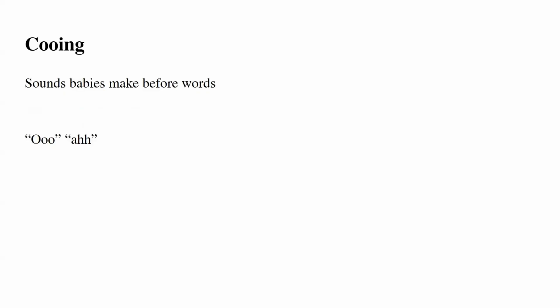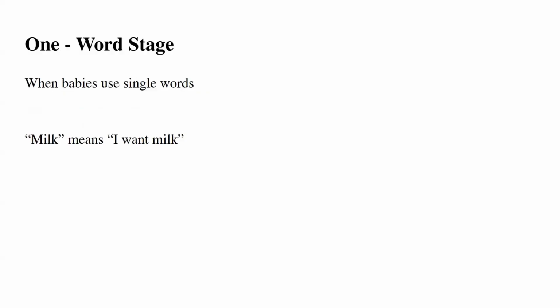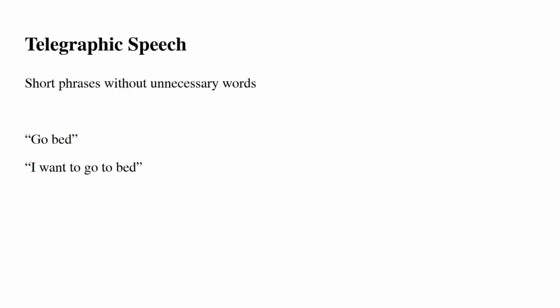Cooing is the sounds that babies make before words, such as ooh and ah. Babbling are repeated sounds that babies make, such as goo goo and gaga. One word stage is when babies use single words, such as when they say milk, it means I want milk. Two word stage is when babies use 2 words, such as one cookie. Telegraphic speech are short phrases without unnecessary words, such as go bed means I want to go to bed.